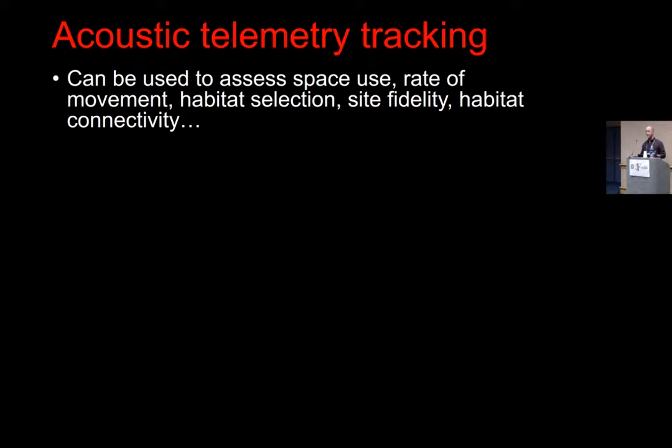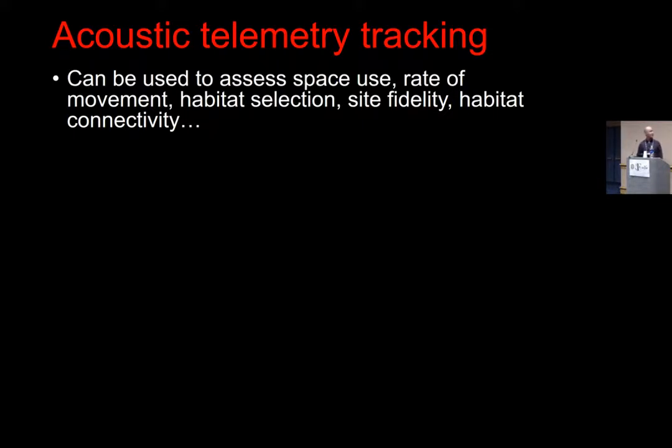So one of the ways we go about measuring these functional metrics is using tools like acoustic telemetry. They give us that dynamic sampling where we can monitor individuals over periods of time and look for patterns of behavior among individuals. So we can look at things like space use, rate of movement. We can look at habitat selection, site fidelity, habitat connectivity using these tools, but there are a variety of different telemetry tools that we can use. And of course, they all give us different measures of resolution, which pose challenges when we're making comparisons. And of course, the methods matter.